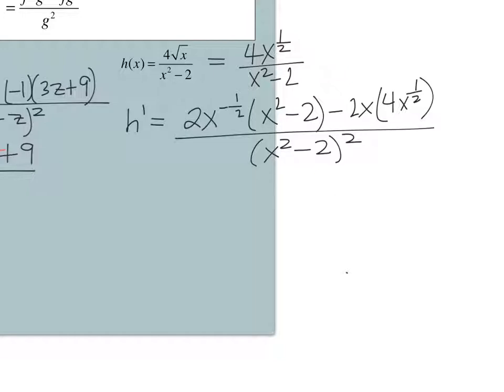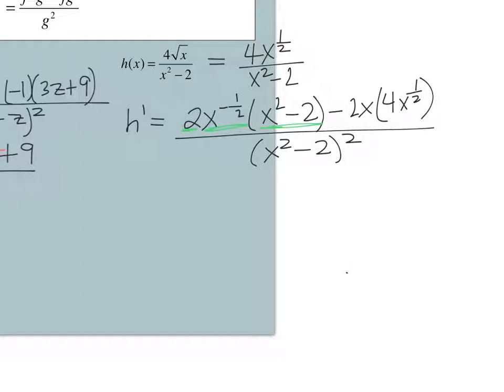So what I'm looking for, because a lot of you are having trouble seeing what you're looking for, is common factors. So here, what a factor is, because I think some of you don't know what a factor is, 2x to the negative 1/2 is a factor. Actually, there's more than one factor there. 2 is a factor, and x to the negative 1/2 is a factor. And x squared minus 2 is a factor. Okay, there's 3 factors in that term.